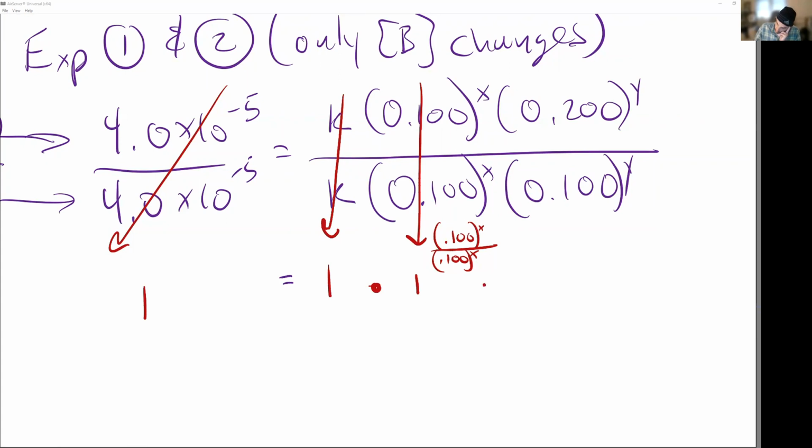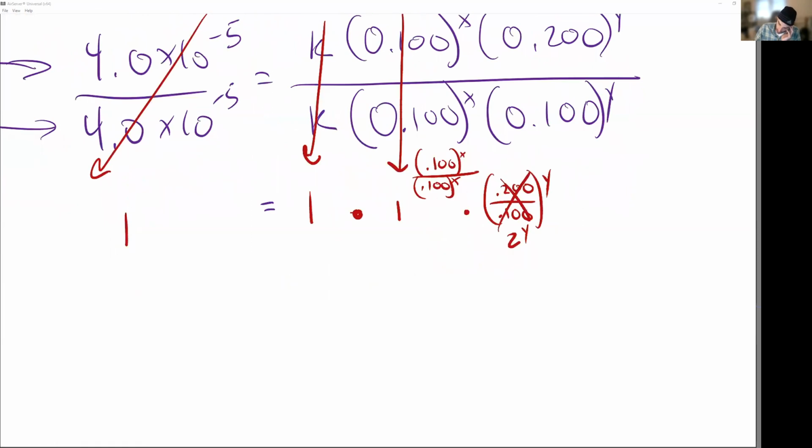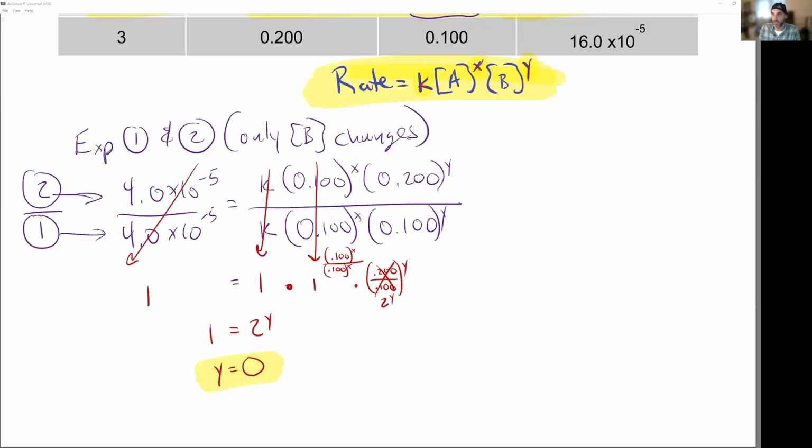And what are we left with? We're left with 0.200 over 0.100 raised to the Y. Another way of saying that is that's simply 2 raised to the Y, right? So if I combine all of those terms, 1 equals 2 to the y, y equals what? That's right, y equals 0. So it is 0 order with respect to B.